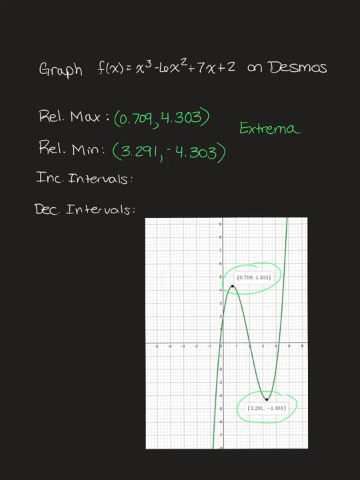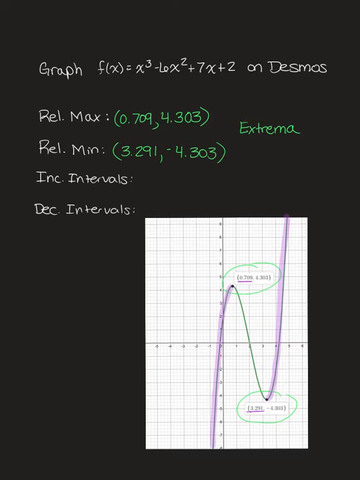So now let's look at the increasing intervals and decreasing intervals. So if I were to read left to right, where would the ant be crawling uphill? It would be this section here and this section here. So how do we write that as an interval? So it's always going to depend on the x values. So you're going to look at your x values of your maxes and mins. And those are going to be the boundaries, okay?